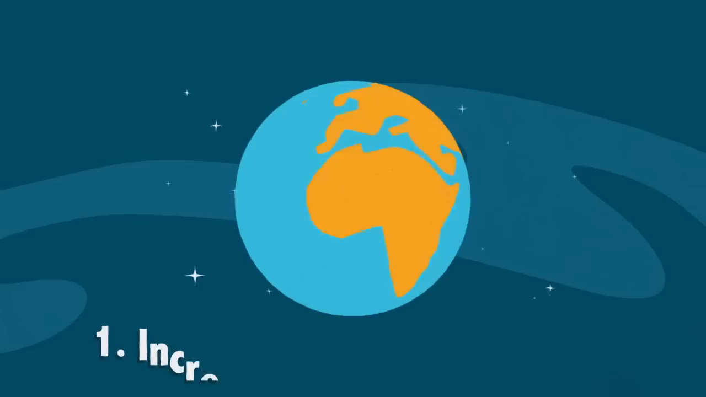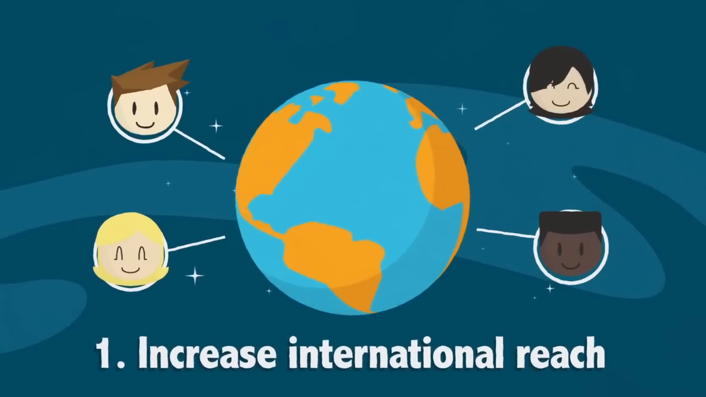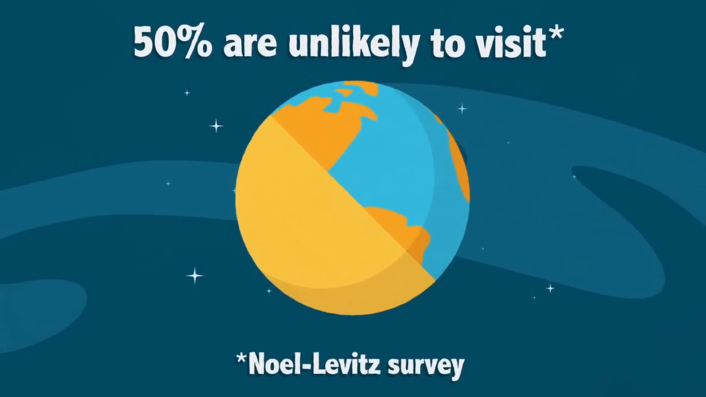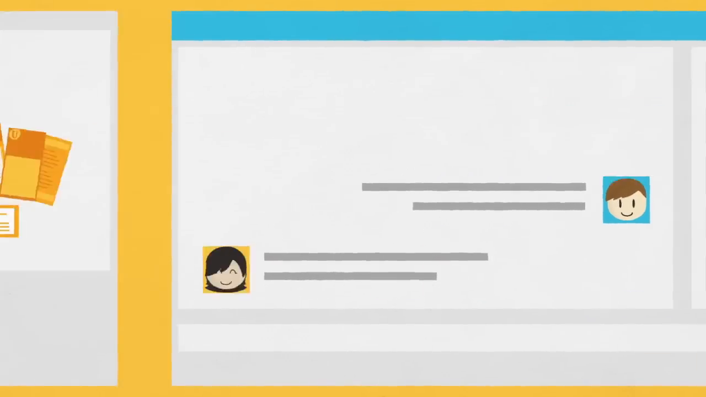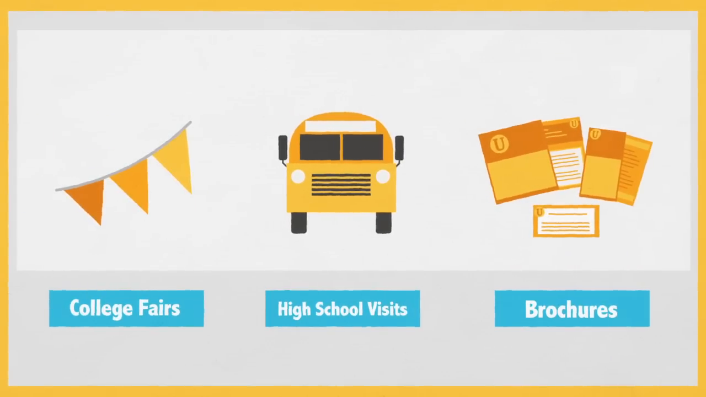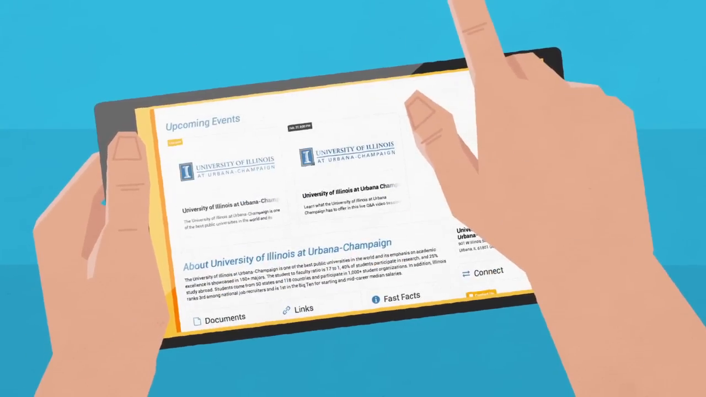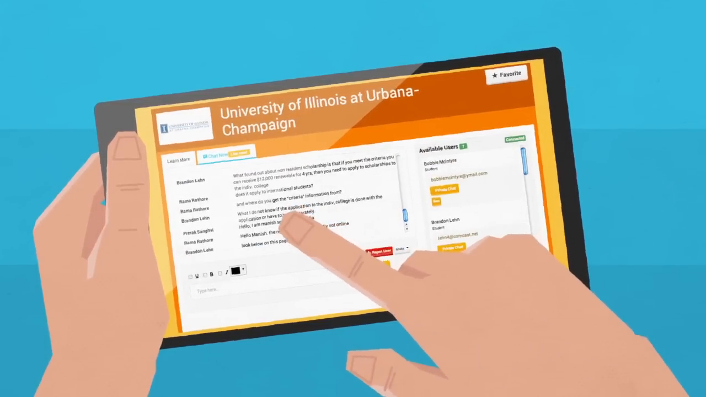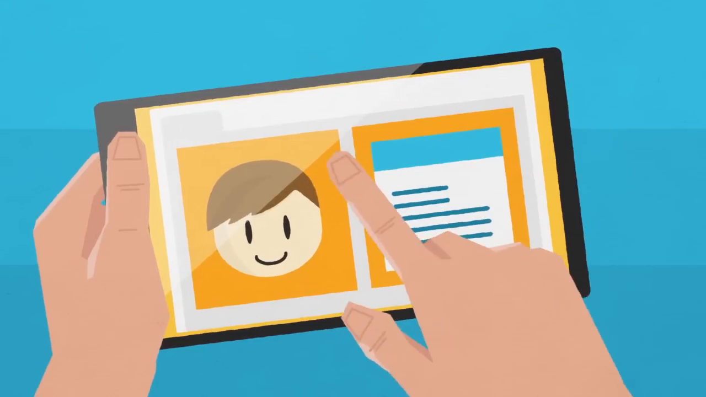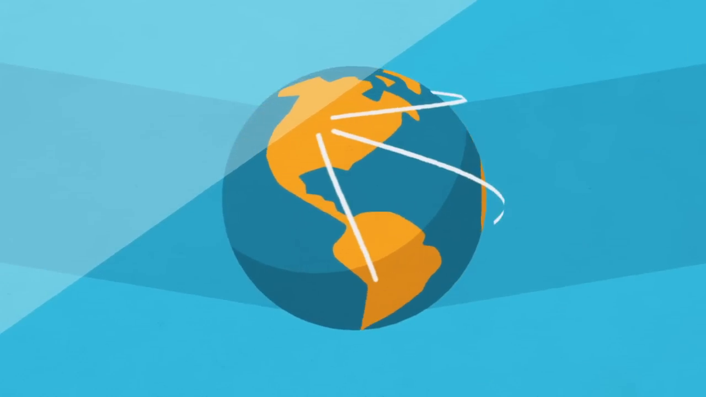Number 1, increase international reach. It's impossible to visit every prospective student, and nearly 50% of them are unlikely to visit your campus before enrolling. Studies show that international students value and rely on live chats and webcasts over other forms of engagement. With CollegeWeekLive, you can set up a one-stop information and enrollment site, conduct live online engagement with your staff and students, and utilize helpful presentations. Thanks to our partnership with the U.S. Department of State, your international reach goes farther than ever before.